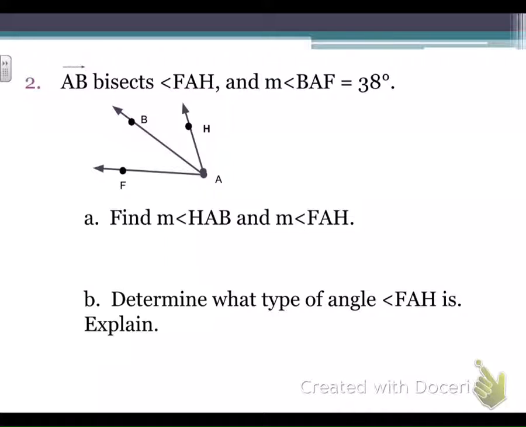All right. So ray AB bisects FAH. Now, they gave us BAF is equal to 38 degrees. So what could I fill in here? BAF is equal to, we'll put 38 degrees right there. Now, we need to find the measure of HAB and FAH.